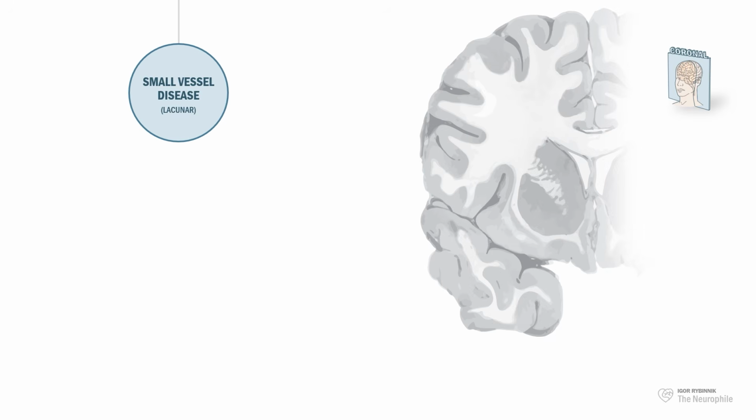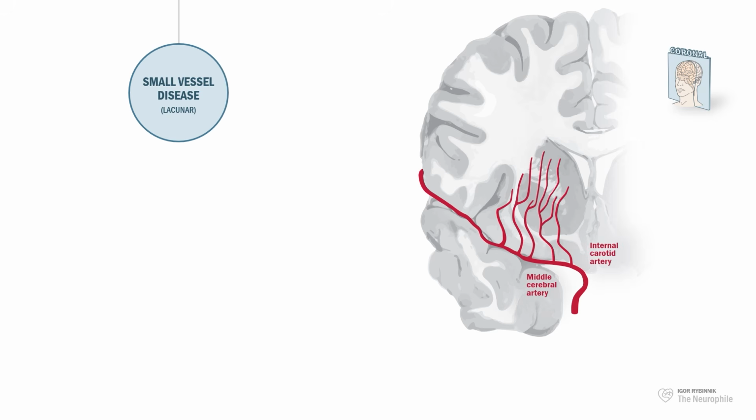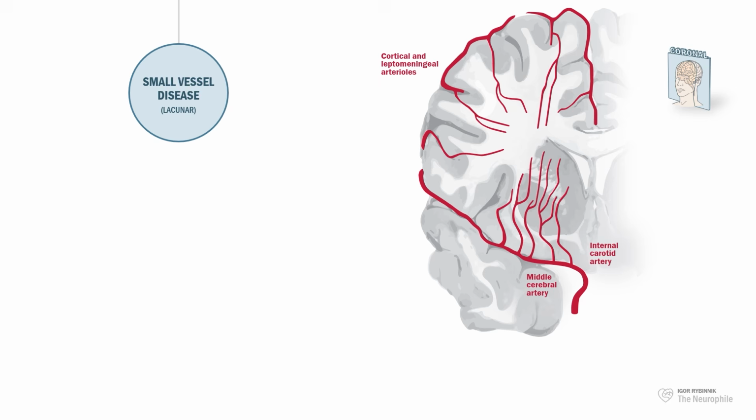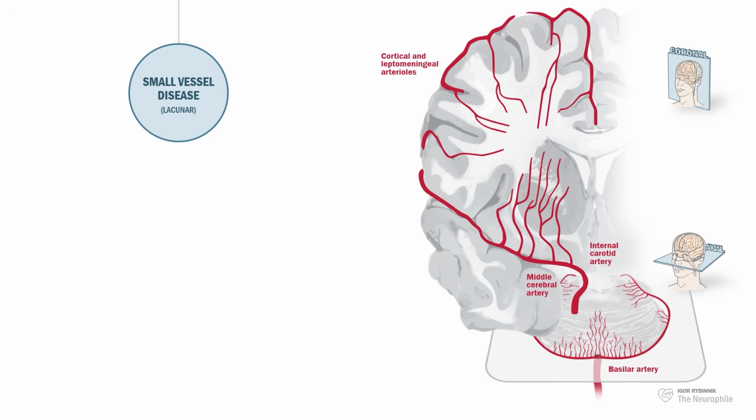We start with small vessel disease. This is a coronal slice of the brain through the basal ganglia, with the patient facing you and the patient's left on your right. Pretty much every large vessel can give off small vessel branches, but when we talk about small vessel disease, we typically highlight lenticulostriate arteries from the MCA, branches of cortical and leptomeningeal arterioles, and penetrating arterioles originating from the basilar and posterior cerebral arteries. An axial slice of the pons is pictured here.